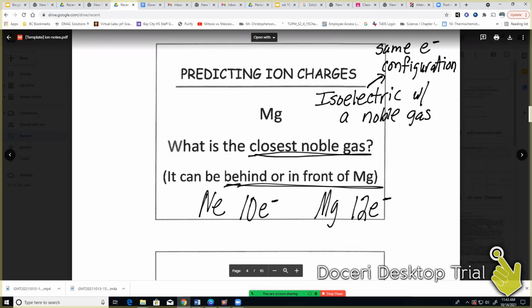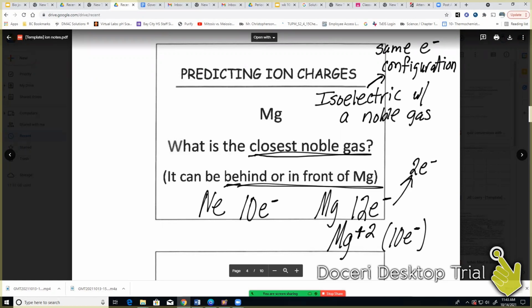So how many electrons does it need to give away to be isoelectronic? It needs to get rid of those 2 electrons. When it does, then it'll go from being neutral to now having a +2 charge. And now instead of 12 electrons, now it has 10 electrons. It gets to look just like a noble gas.